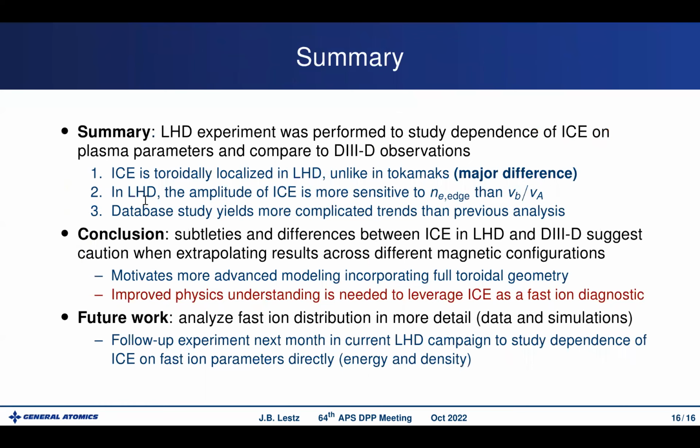With that, I'll put up my summary and call out one conclusion. Because there are some subtleties in this database, and there are some differences in how ICE appears to behave in the LHD stellarator versus the D3D tokamak, I think this suggests caution when we extrapolate results between different magnetic configurations for ICE. This motivates us to use more advanced modeling, which incorporates full toroidal geometry, so hopefully we can understand why these magnetic configurations have different ICE behavior. Again, the whole motivation for this work is that we need to improve our physics understanding of ICE so that it can be leveraged as a fast ion diagnostic in the future.